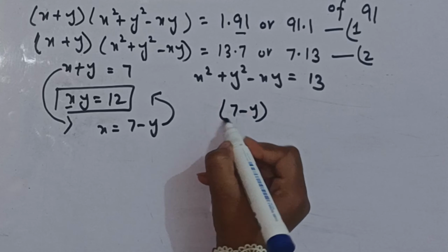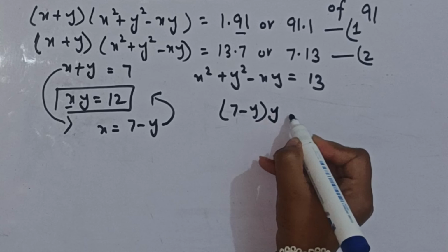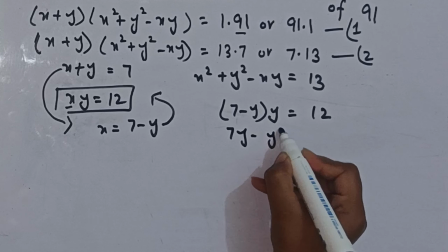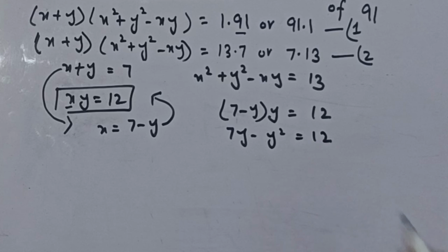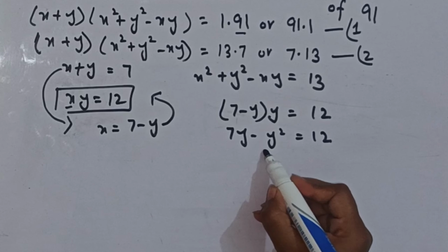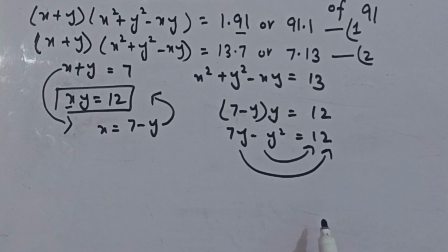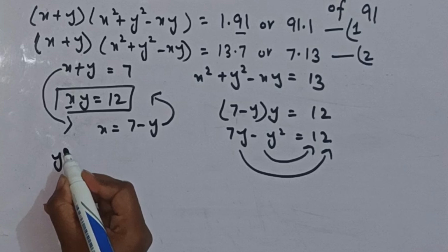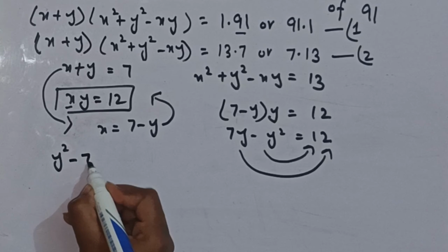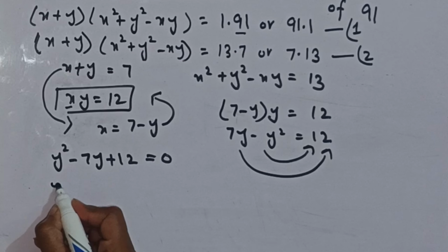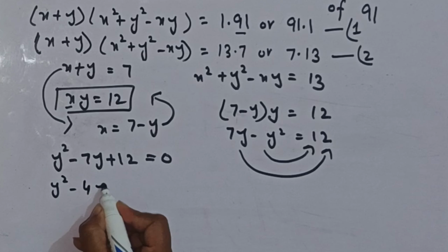So x is 7 minus y. So we have 7 minus y multiply y is equal to 12. Multiply this y by 7, we get 7y, and multiply this y by y, we get y square. Now we rearrange this equation. So this will become y square minus 7 times y plus 12 is equal to 0. Now this is a quadratic equation.